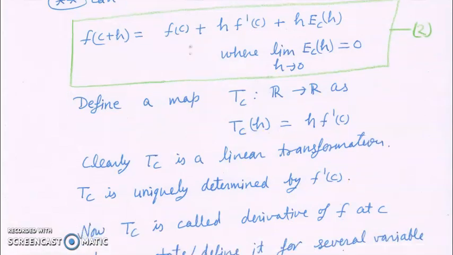And now this definition can be easily extended to the case of several variables. So what is the difference? Till now we know that f dash c is a number. Now the derivative is a linear transformation. And we will define the derivative in the case of several variables with the help of this second formula.